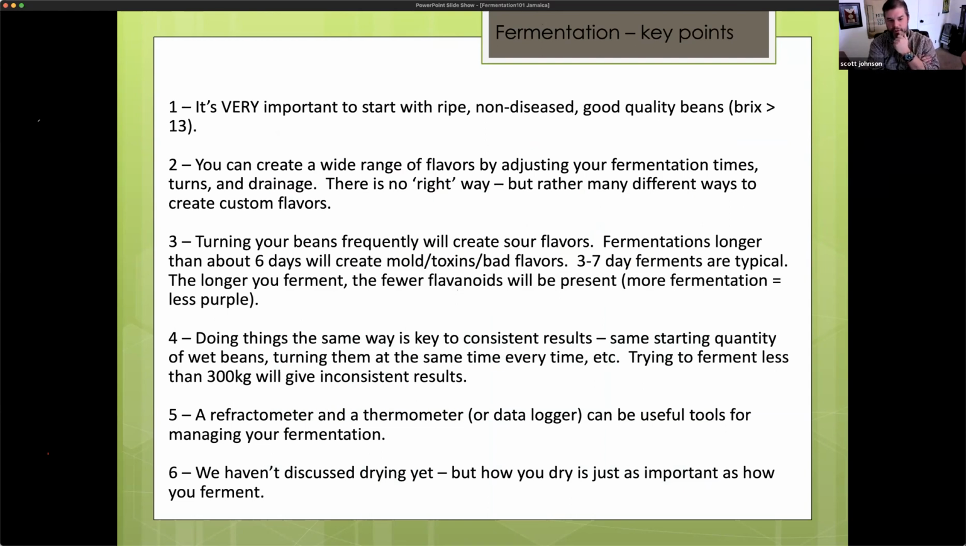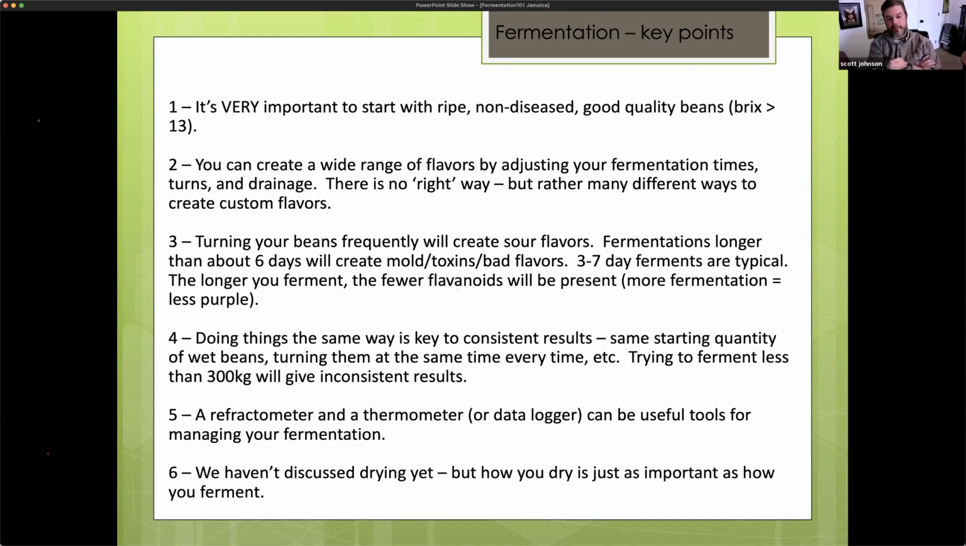Now, you can also use those beans to create a really wide range of flavors by adjusting your fermentation times, your turns, and your drainage, right? So what I want you to think about is your beans can create a whole range of products that you can use to generate different flavor profiles for different customers. And I'm going to propose some fermentation trials that will help us understand and map those out so that not only do you understand how to get there, but we'll create some marketing materials, if you'd like, to be able to market your beans to people along different flavor profiles.